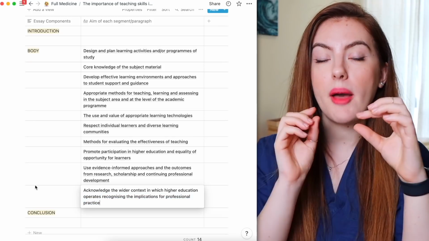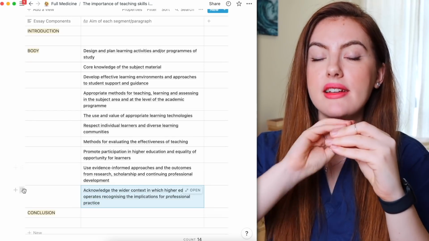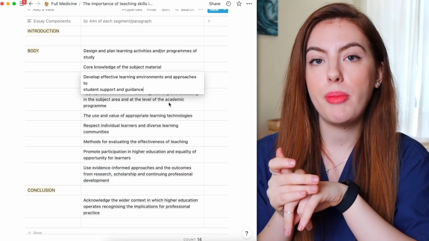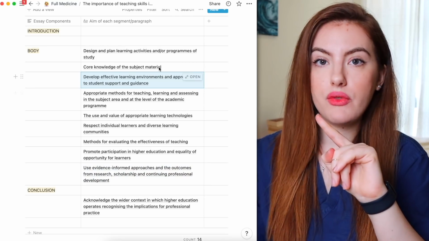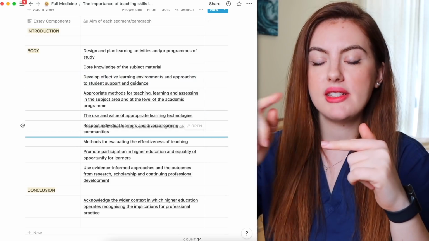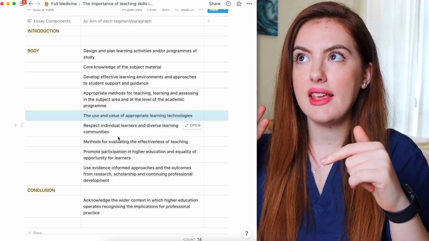Now, within the body, I'm going to go to every single assessment point and create an aim for every single paragraph. And some of these assessment points won't stand on paragraphs as their own, so I'll just kind of remove them. Some of them I might want to merge together, but for every single one, I'm going to see if they can stand as a future paragraph.